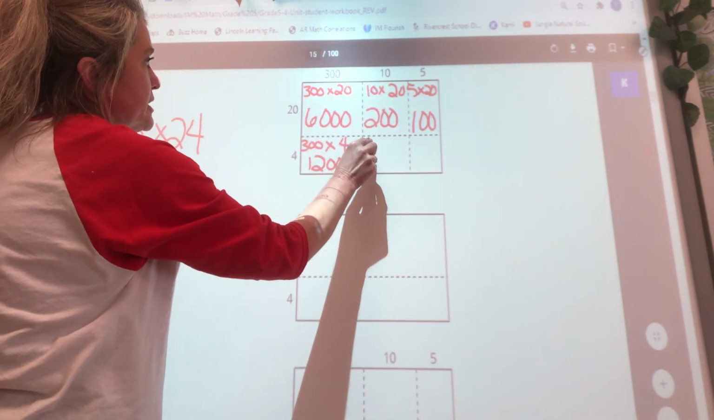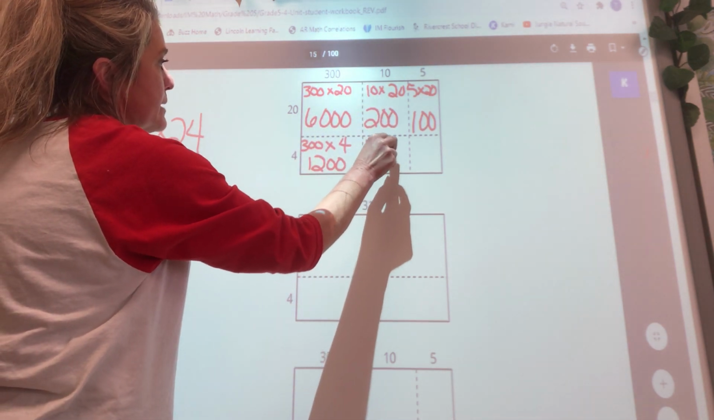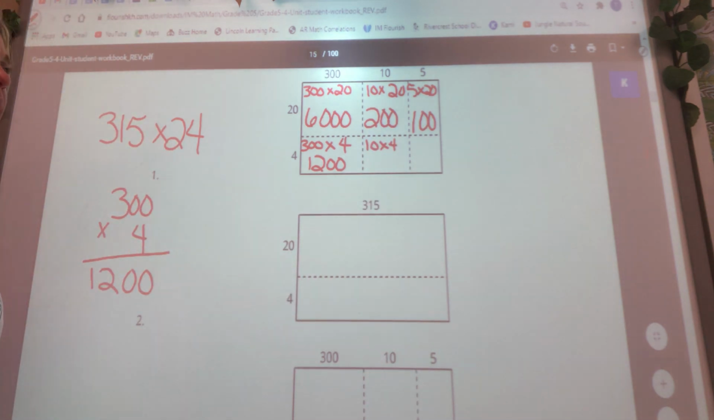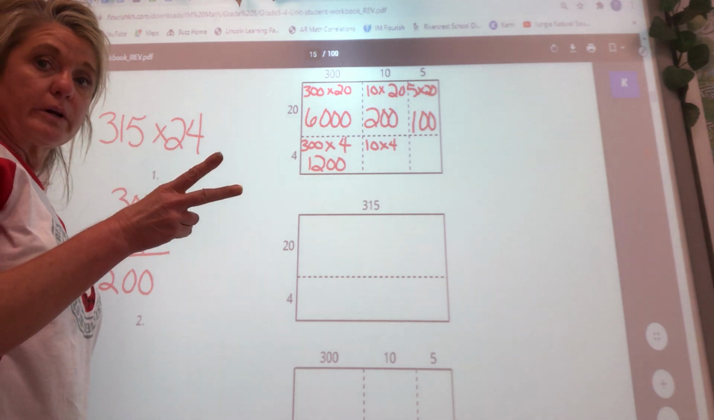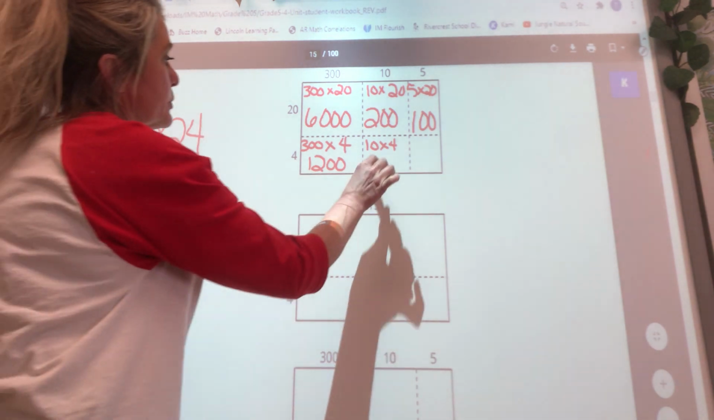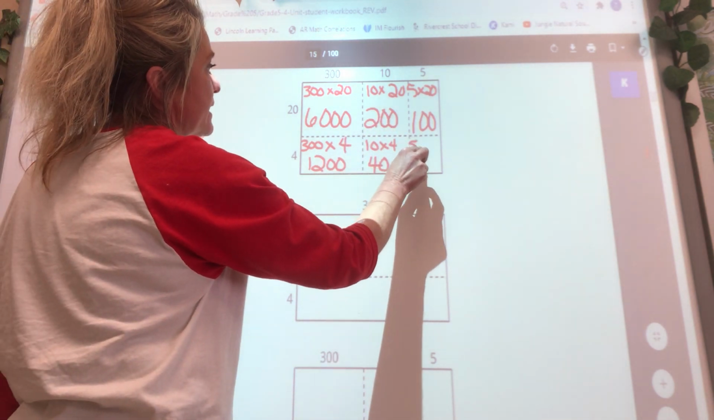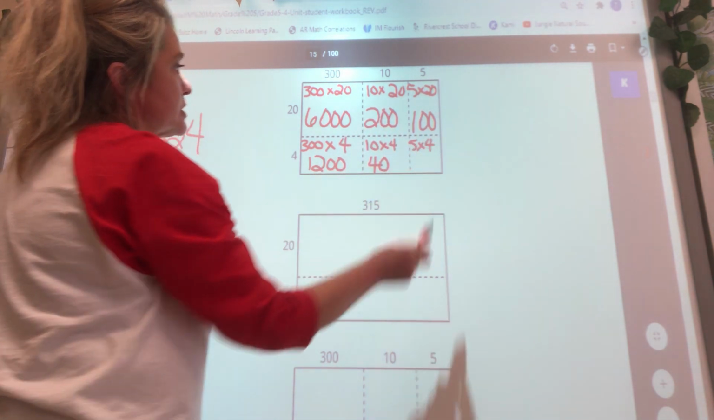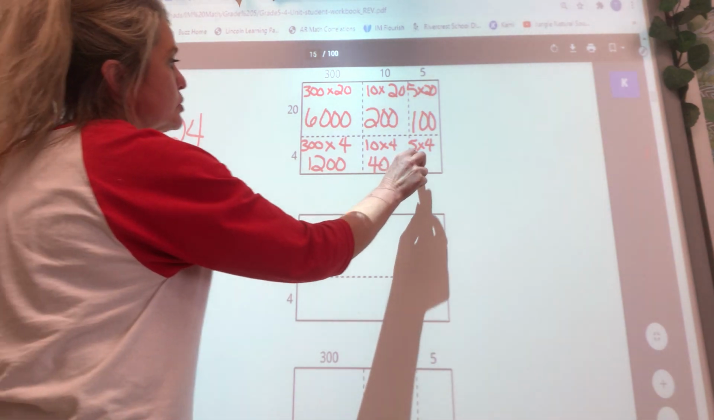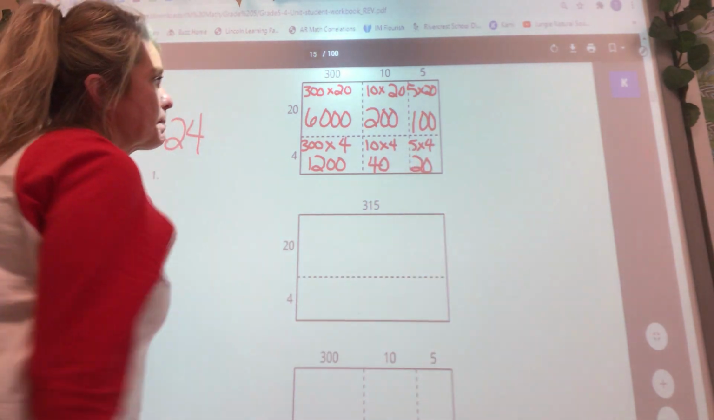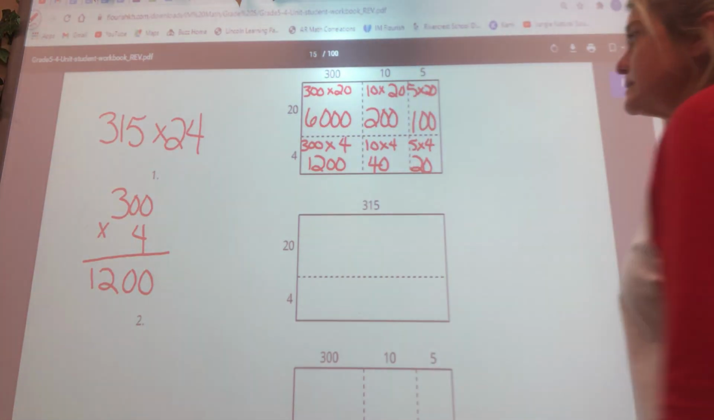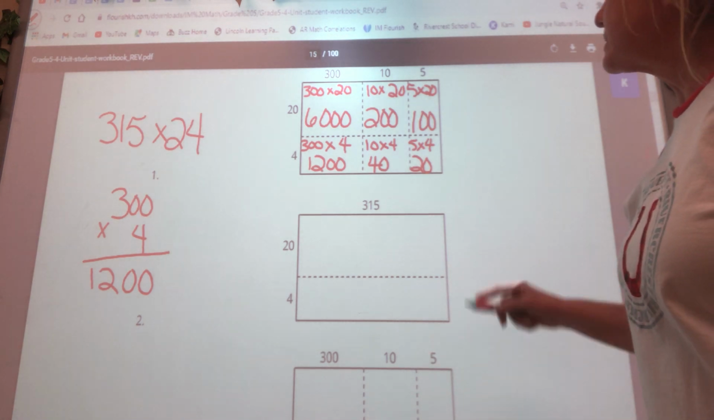The numbers associated with this one are 10 times 4, and we can just do mental math on that one. If we have 10 4 times, we have 10, 20, 30, 40. So we know that one's 40. And then we have 5 times 4, which we know just from our math facts is 20.